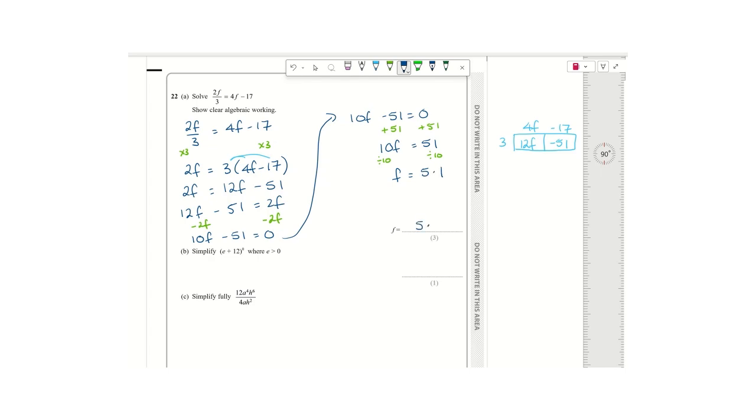Now this question quite clearly said show algebraic working, so if you'd have done it by trial and error you wouldn't have got the marks anyway, but trying to find a decimal by trial and error is quite tricky.